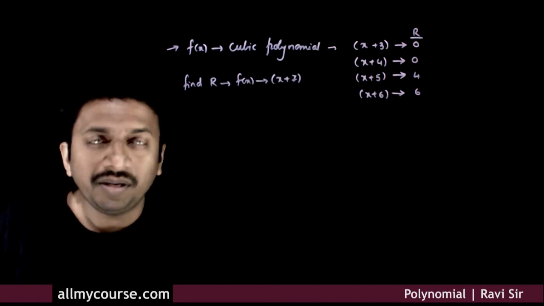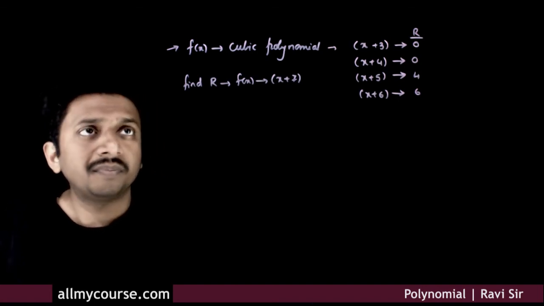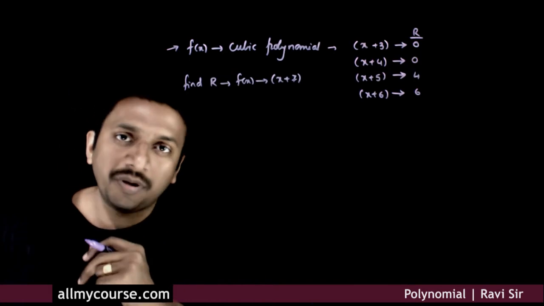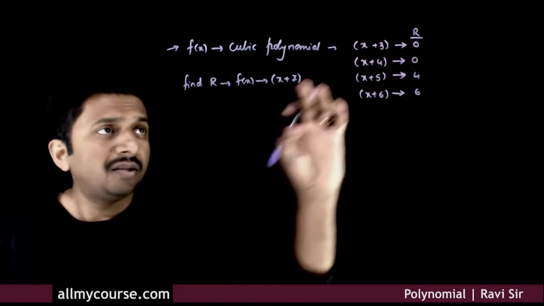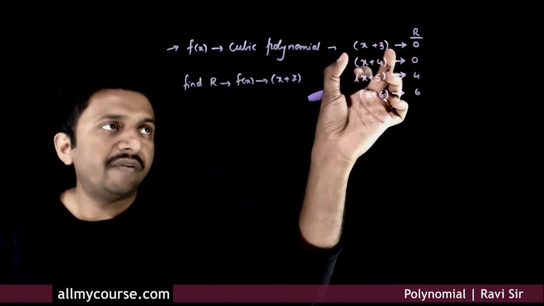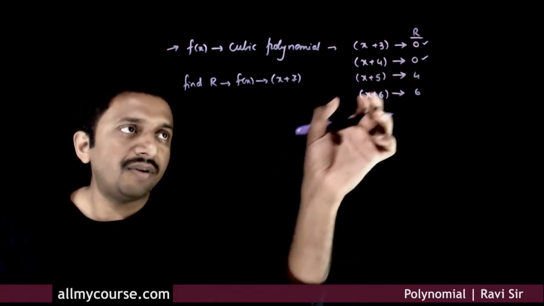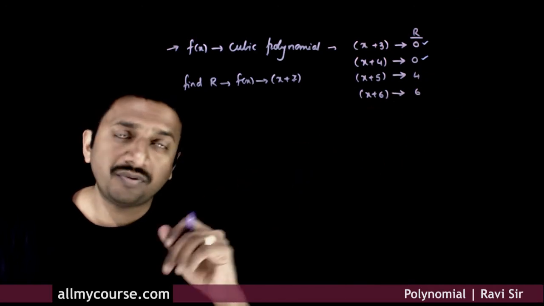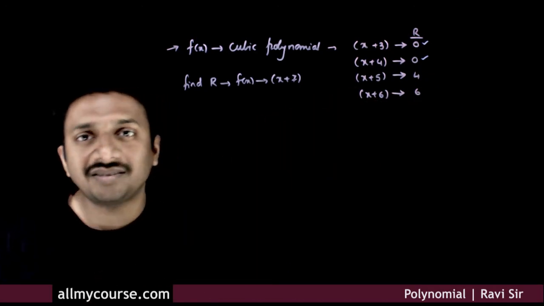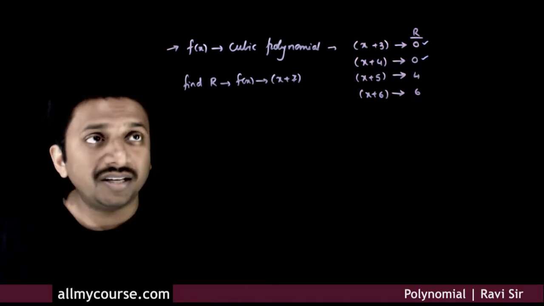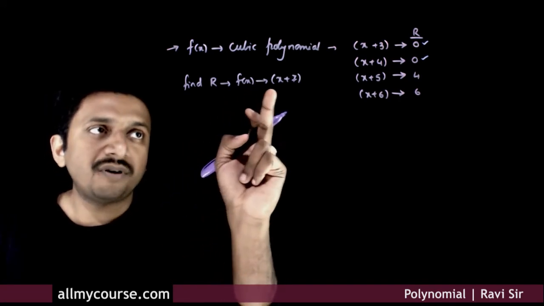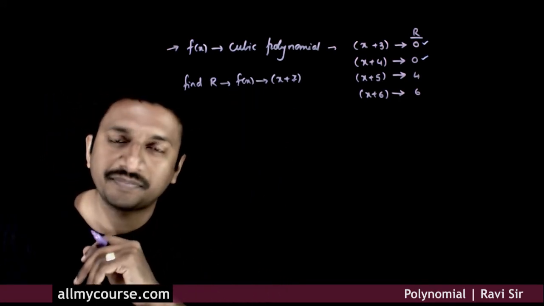So in this example, you're given that f of x is a cubic polynomial and you're given 4 pieces of information. When divided by x plus 3 and x plus 4, the remainders are zeros. And when divided by x plus 5, the remainder is 4. X plus 6, the remainder is 6. So if that is so, what is the remainder when f of x is divided by x plus 7?